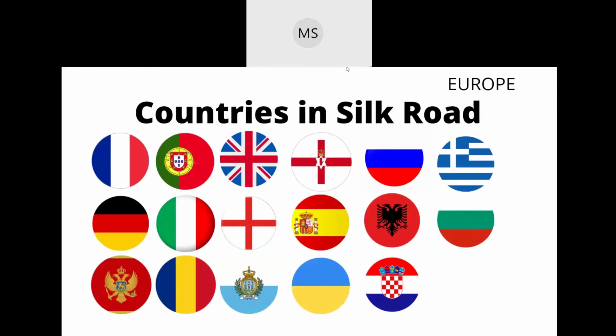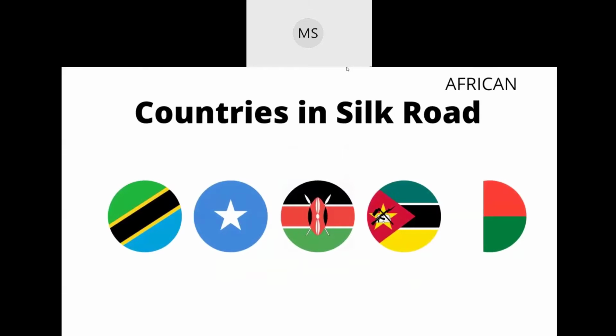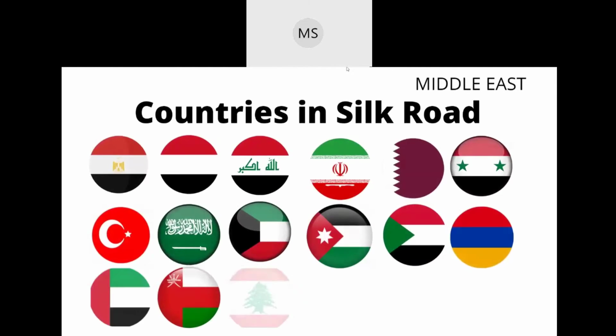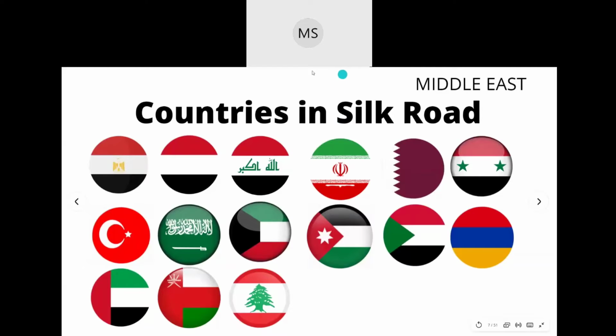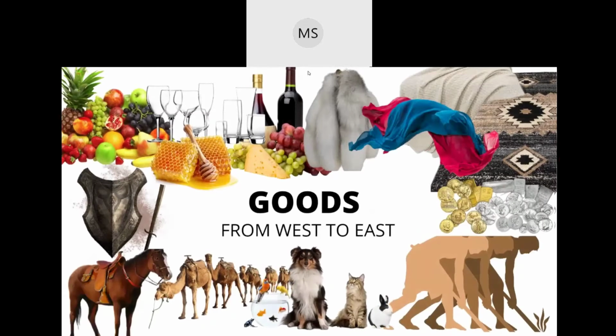While in Africa, there are only 5 countries, and they are the United Republic of Tanzania, Somalia, Kenya, Mozambique, and Madagascar. Lastly, we have the Middle East, which consists of 15 countries, from Egypt, Yemen, to Oman and Lebanon. All of the countries are associated with the Silk Road, whether it is the land or the maritime Silk Road.